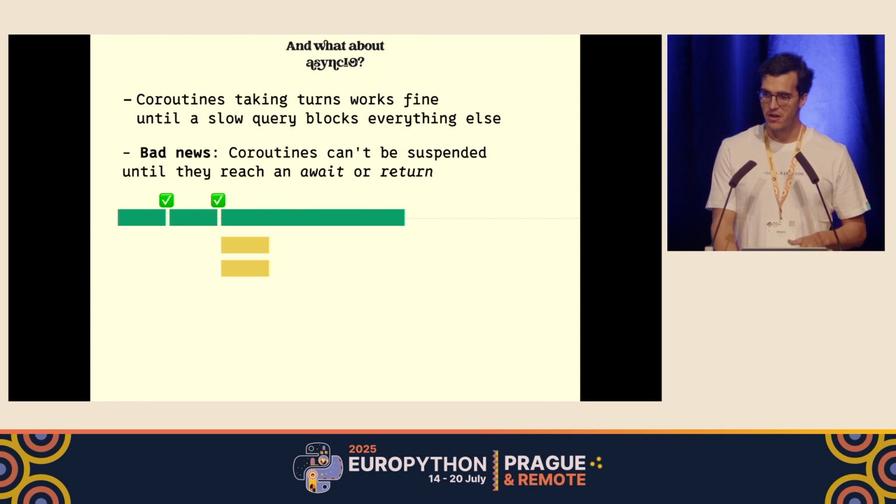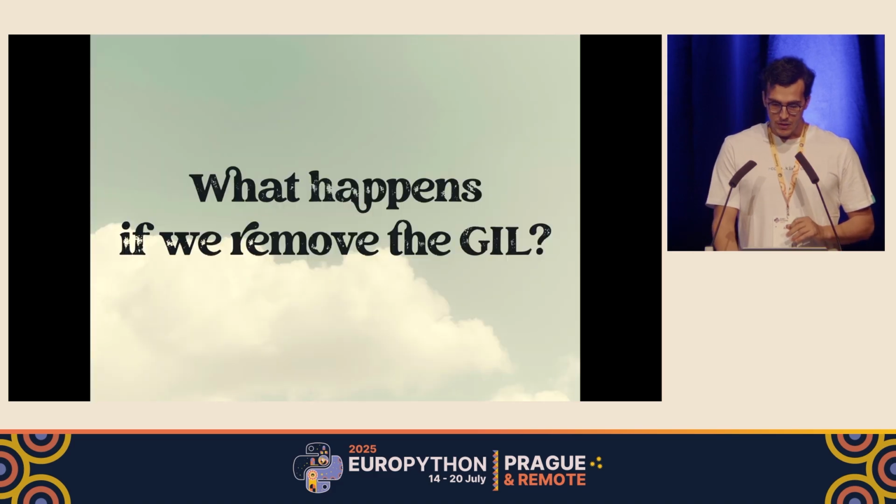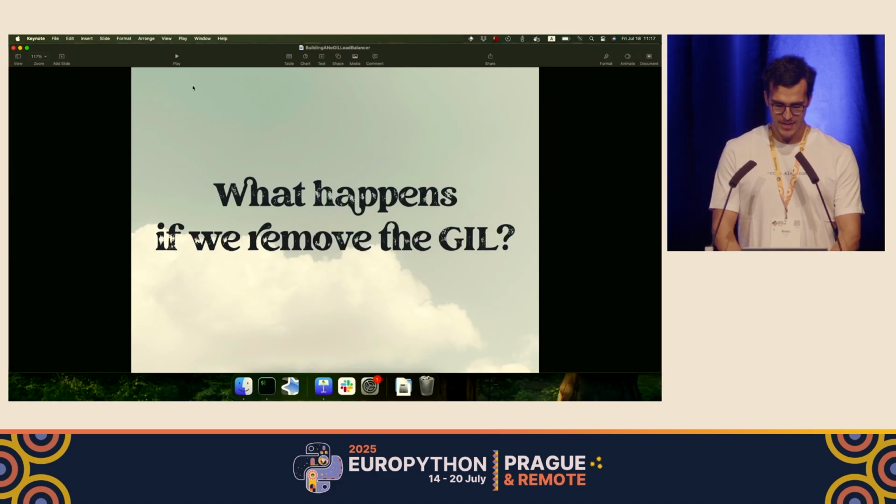So they're going to wait, and they're going to pile up. So async is not going to solve the problem. It's even going to make it worse. So we're not going to see a low number. We're not going to see a 0. So what happens if we remove the GIL? Let's see it, okay?